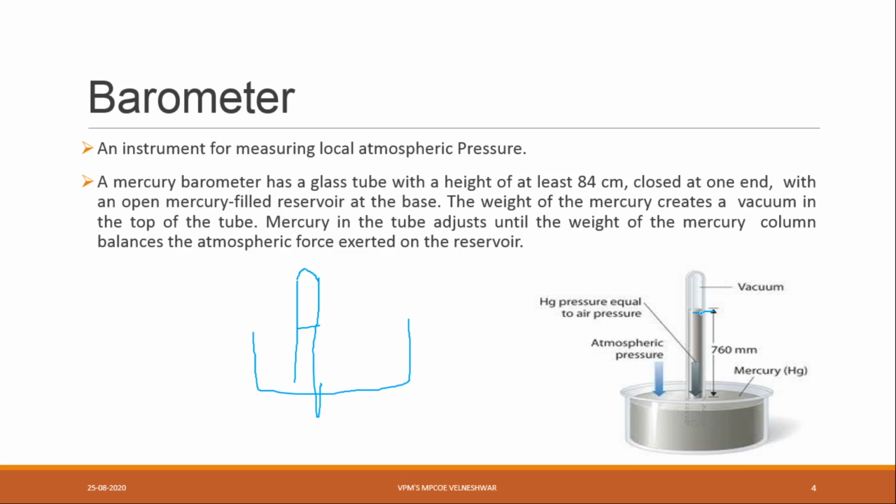Here we have to adjust the mercury level. Suppose it comes up to here; the test tube should stand steadily, without any movement. Until then we have to adjust our mercury. If the mercury level is increasing, the weight of the test tube will increase. The entire process is called a barometer.